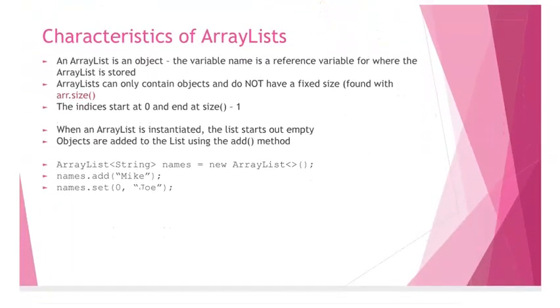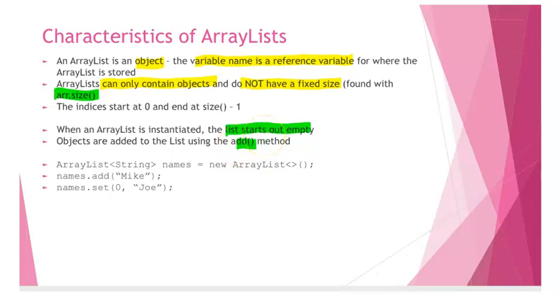Now, on the contrary, we have an array list. An array list is also an object. The variable name is a reference variable, so just like with an array. And one thing that is different here is that we can only contain objects, and it does not have a fixed size. We find the size of the array list by saying arr.size(). Just like with an array, the indices go from 0 to size minus 1. And when we first create our array list, it starts out empty. We can add elements by using the add method.